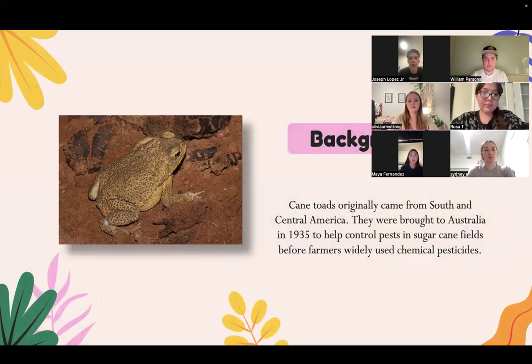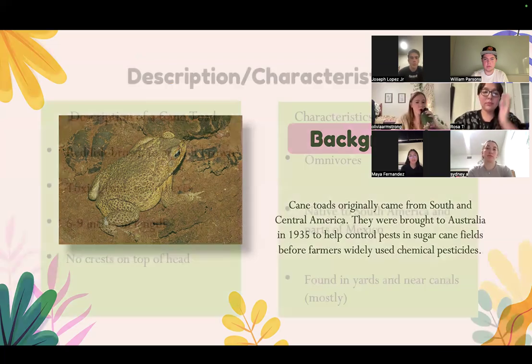And then some background information about cane toads is that they come from South and Central America and they mainly eat insects. They were brought into Australia in 1935 to help control pests like beetles from destroying crops in the sugarcane fields before the use of chemical pesticides were common among farmers.